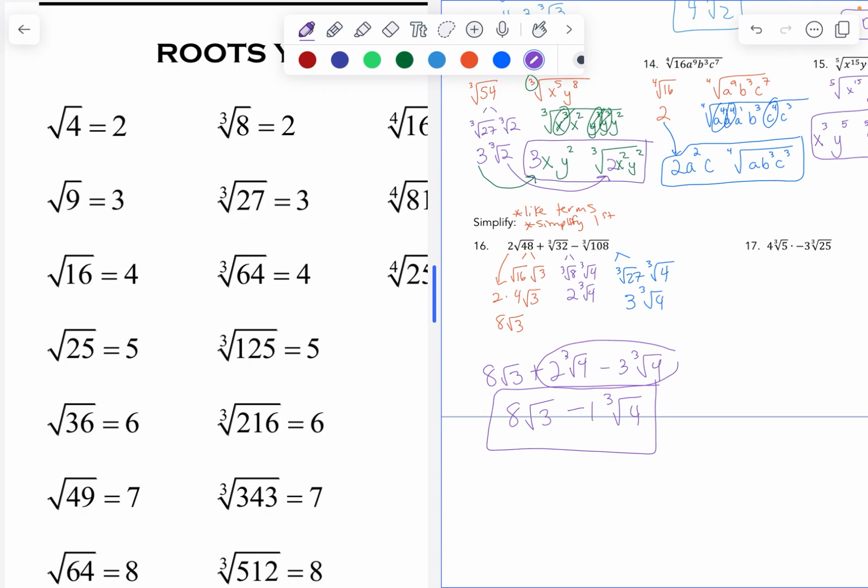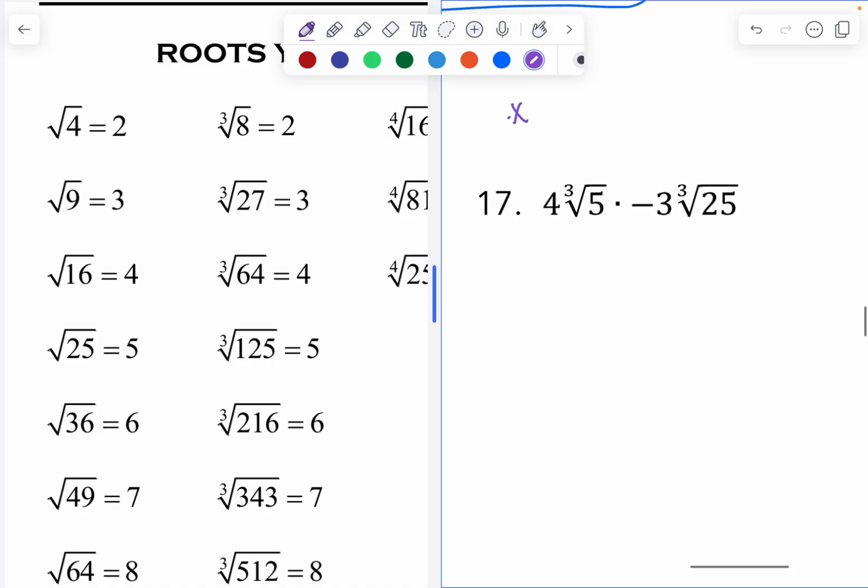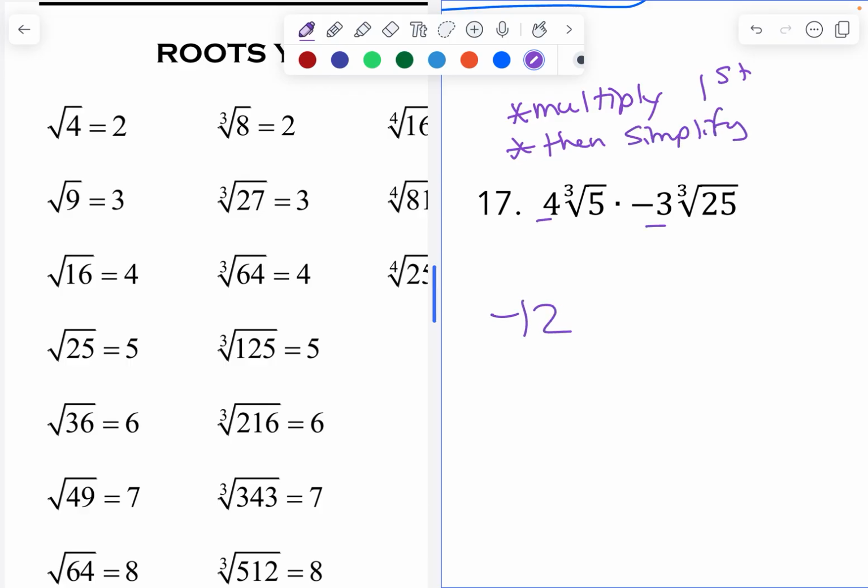Okay, and then the last one is multiplying. Multiplying, you multiply first, and then you can simplify. So 4 times -3 is -12. Cubed root of 5 times 25, that's 125. Okay, then simplify. Well, the cubed root of 125 is 5. If I go -12 times 5, that's -60.